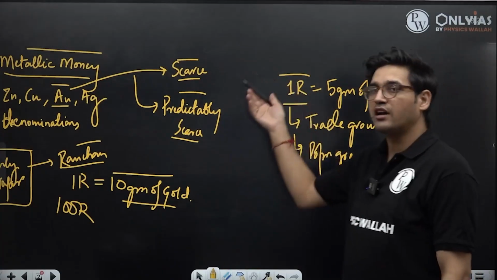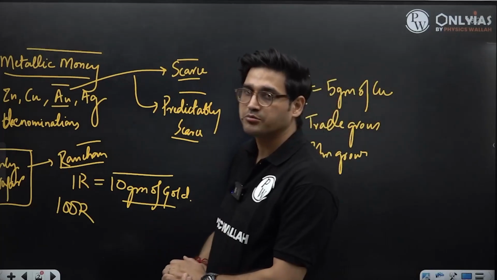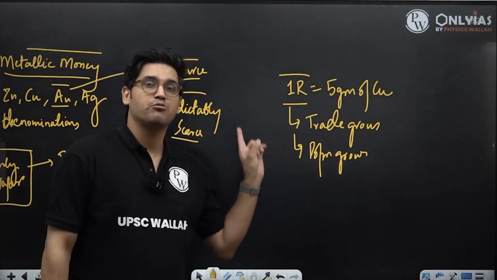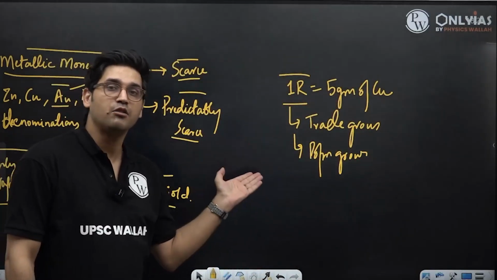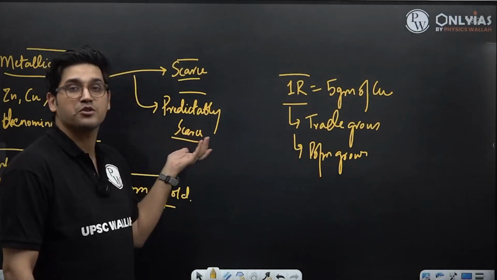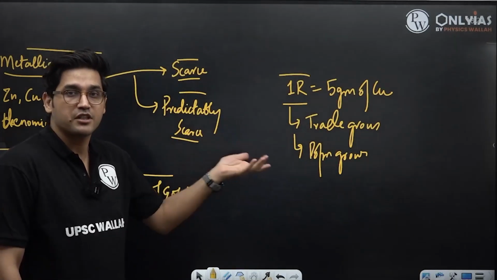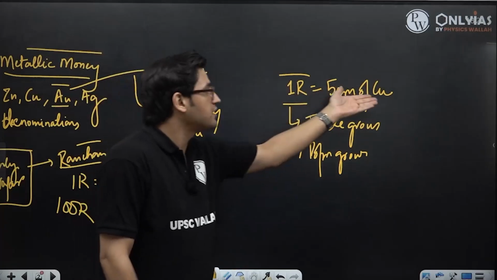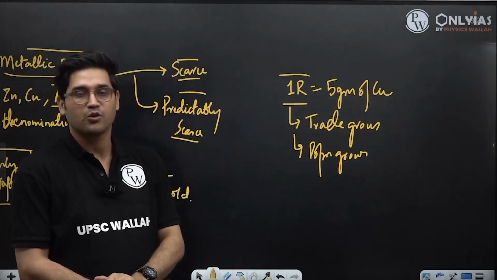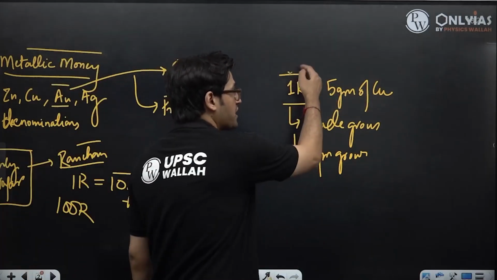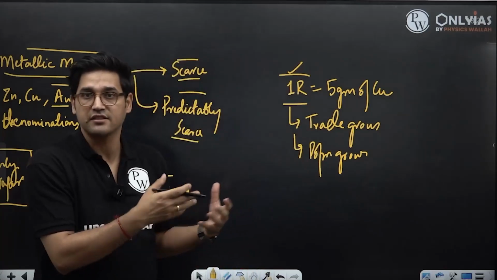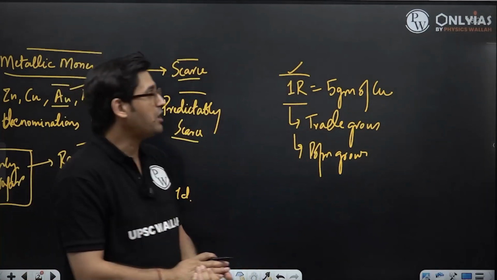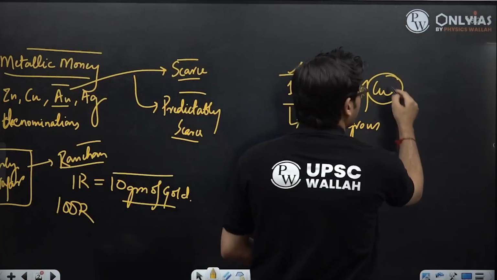Everybody is going to require Ranchans because they want to buy other items. The problem with other metals was that the scarcity was not predictable. What does it mean? Consider copper in this case. Copper in this economy is being used as money because that's what the coins in this economy are made of. But copper has an alternate use too.